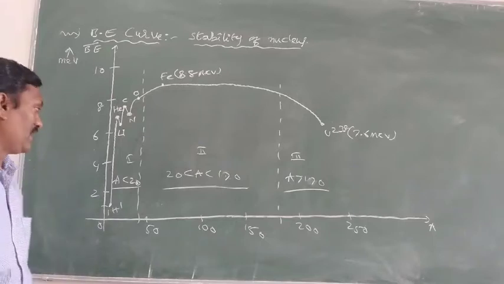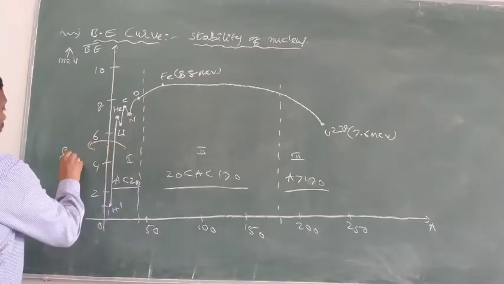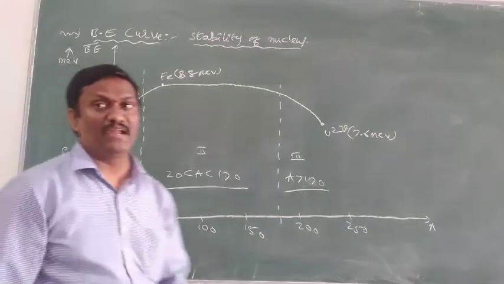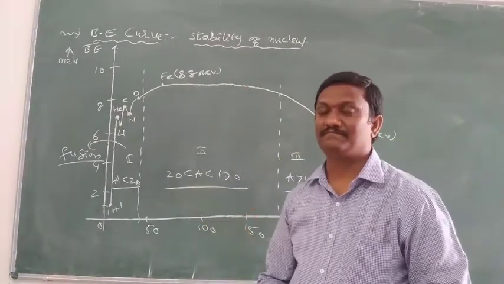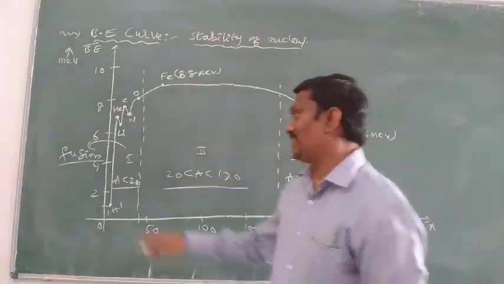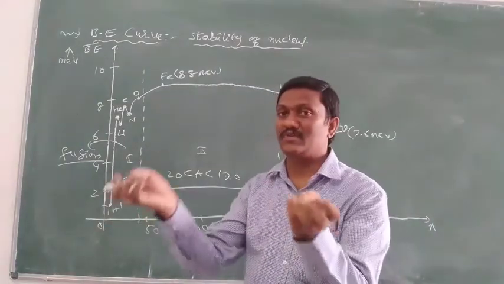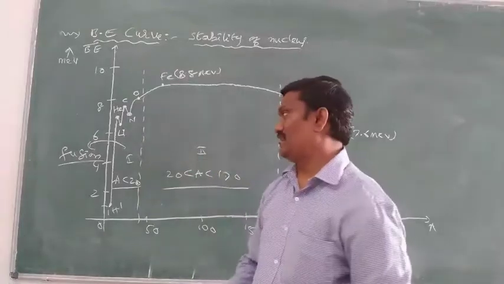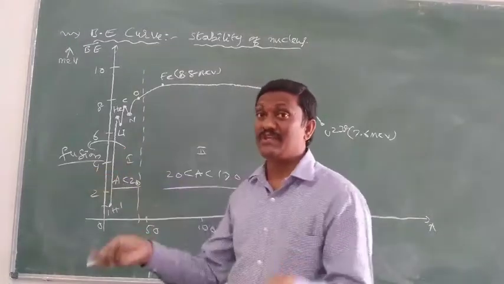For getting stability, lighter elements undergo nuclear fusion, a combining of two or more lighter elements that forms a heavy stable element. For getting stability, two or more lighter nuclei combine to form a heavy stable nucleus. So combining of two or more lighter nuclei to form a heavy nucleus means nuclear fusion. Fusion means combining.